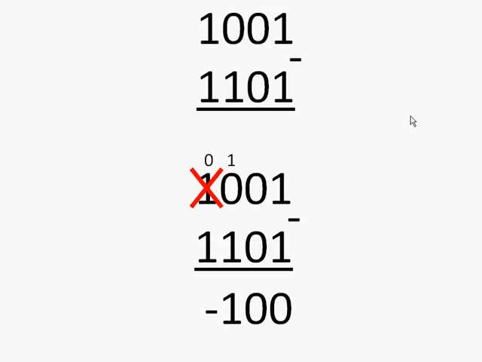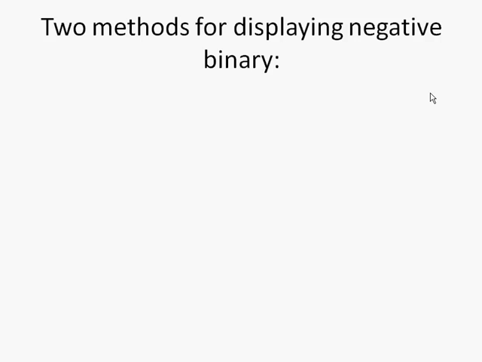Now, the answer there, minus 100, we can display nicely on the screen here, but for a computer to be able to interpret that, it wouldn't be able to do it because it can only understand ones or zeros. It can't understand minus signs. So we need ways of representing negative numbers in binary for a computer to understand, and there are two methods.